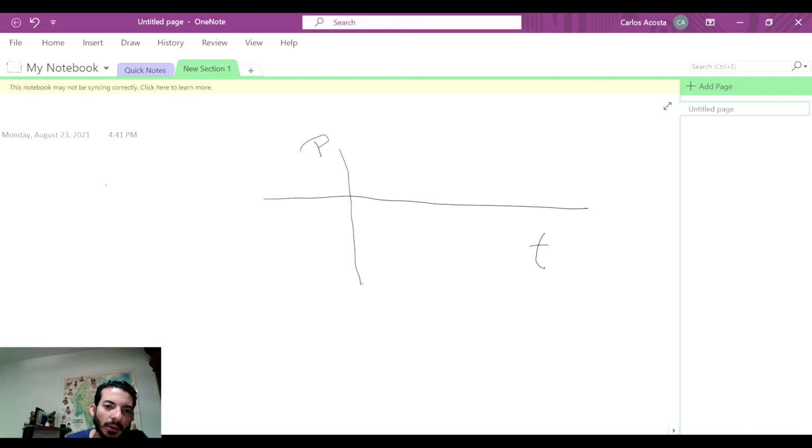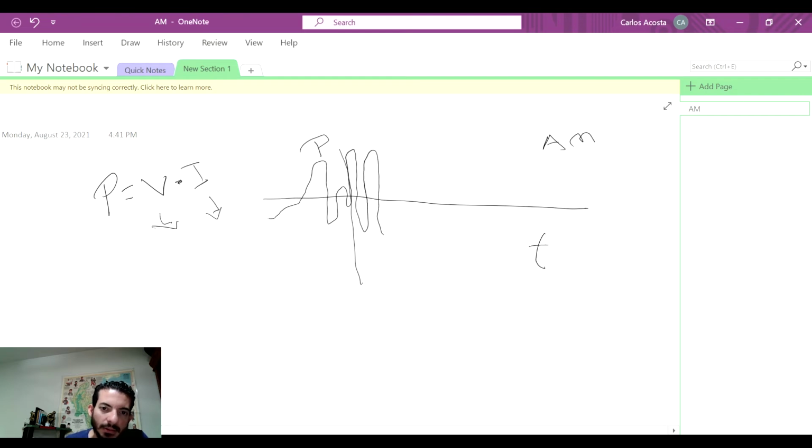Before, when we talked about DC circuits, we know that power is equal to voltage times current, right? But now these are waves, okay? Before they were just numbers. So let's say in AM radio, amplitude modulated, you have waves that are the same frequency but different amplitudes.